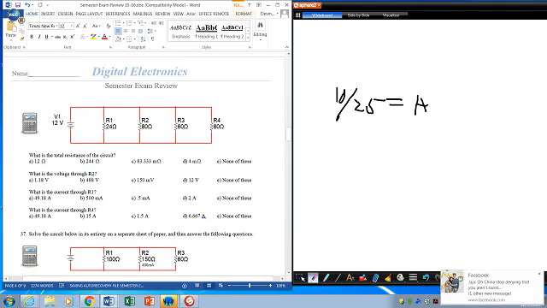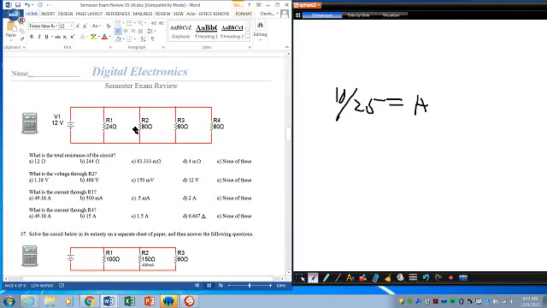Next one, what's the total resistance of the circuit? For this one it's a little different, so let's skip that for now. First of all, what's the voltage across R2? Our voltage right here is 12 volts, so that means R2 is also 12 volts. What is the current that goes through R1? For R1, we know the voltage is also 12 volts. So 12 volts divided by 24, you get half an amp, 0.5, but if you reduce to milliamps, it would be this one.